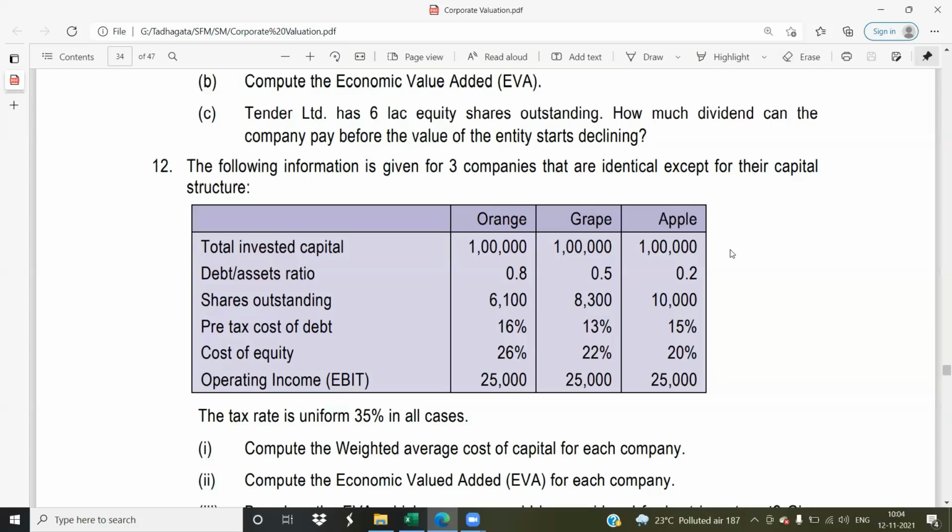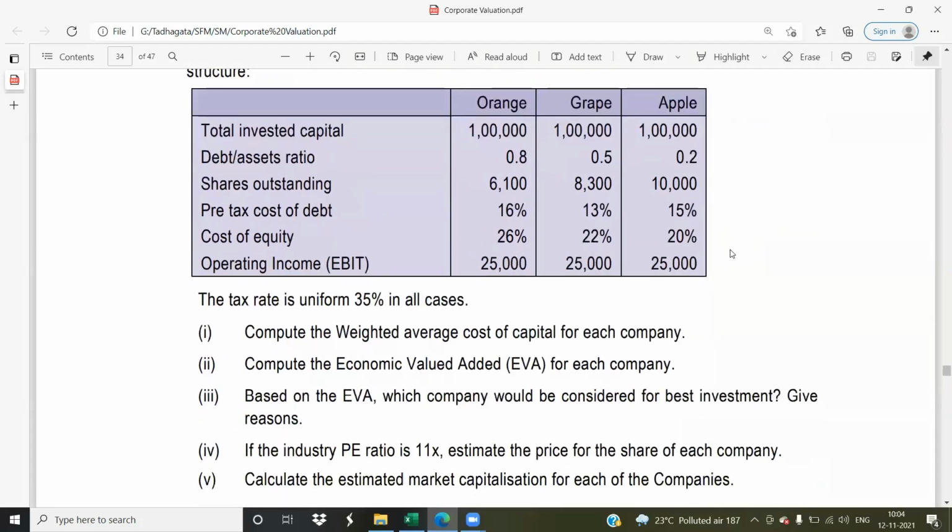Then how do you find out EVA? You have EBIT, into 1 minus tax rate gives us NOPAT, and you have WACC and invested capital. So the formula is NOPAT minus WACC into invested capital, right? Based on this, we'll find out which is the best investment, the one with greater EVA. Since PE is 11, we need to find out market price per share. From EBIT, we have to find out EAT. EBIT minus interest expense gives us EBT, then minus tax gives us EAT, divided by number of shares gives us EPS. EPS into PE gives us market price.